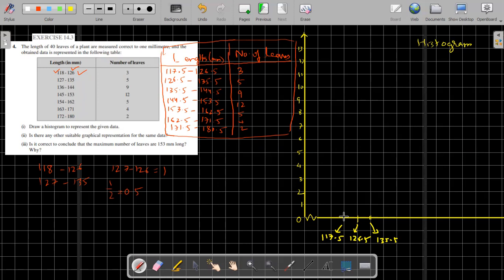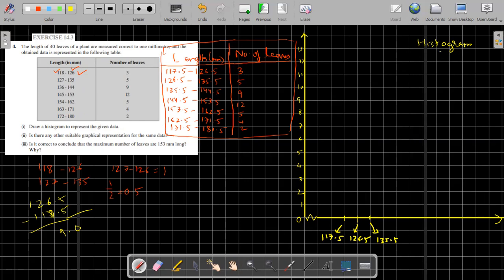And you should write how much 1 centimeter we have taken. The scale also we should write here. This distance we have taken: 126 minus 118, or the same difference will come if you take 126.5 and 117.5. 5 minus 5 is 0, 16 minus 7 is 9. So the difference is 9. So 1 centimeter on the x-axis is 9 millimeter.